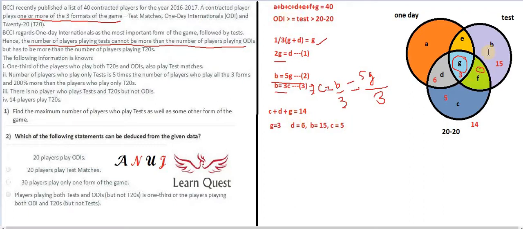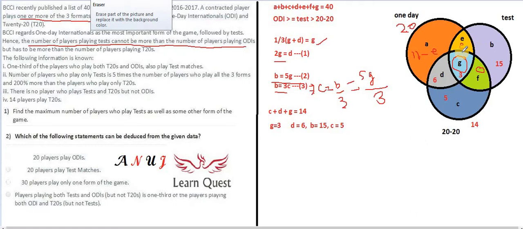Now you know the values of B, C, D, F and G. So A plus E you can find out. If you check, 6 plus 5 is 11, plus 3 is 14, and 15 makes 29. So 40 minus 29 is 11. So A plus E is nothing but 11. If the value of E is E, then the value of A is 11 minus E. Also, now A plus E is 11 minus E plus E, that is 11, plus 6 is 17, plus 3 is 20. So the value of ODI is nothing but 20. Total 20 players are here.